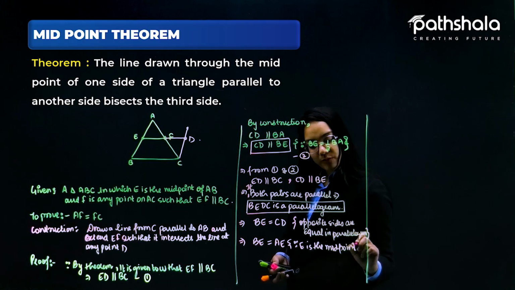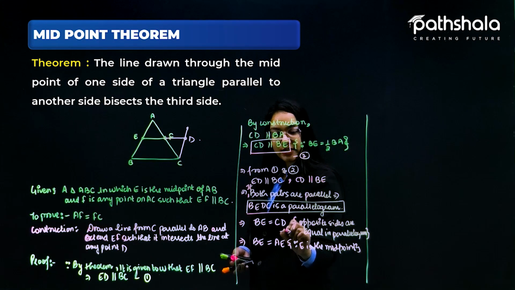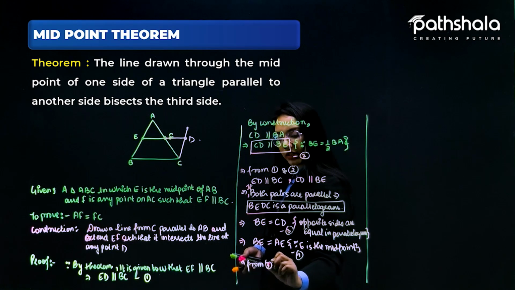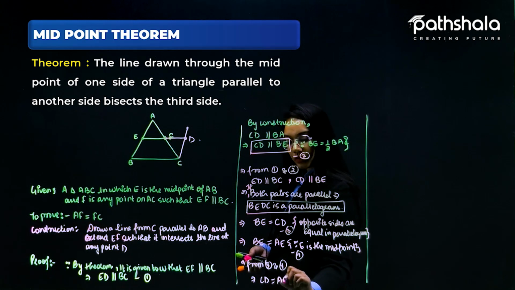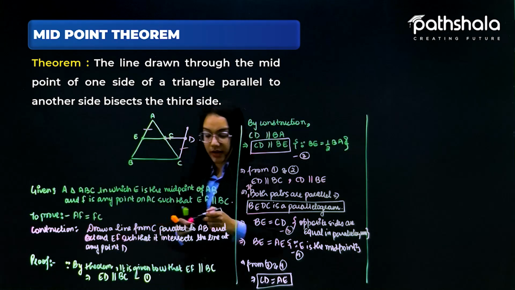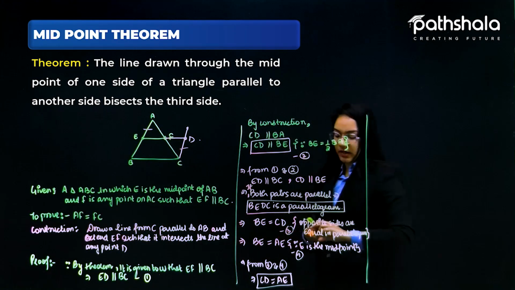So what can we say from these two equations? Let us call them 3 and 4. From 3 and 4, we can say that CD is equal to AE. That's what we are getting from here: CD is equal to AE.